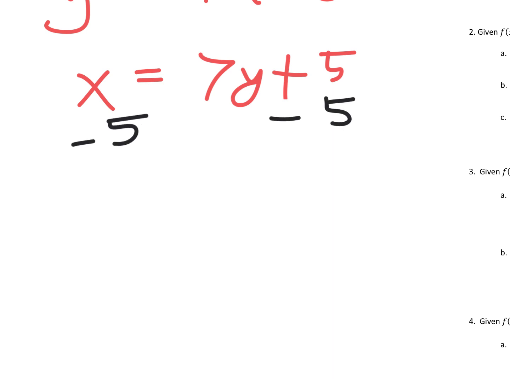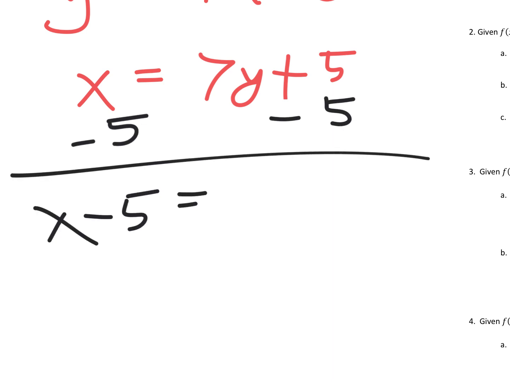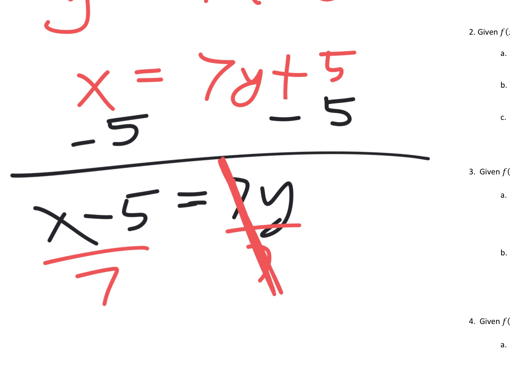Yep. X minus 5 equals 7y. Now what? Yep. And the final answer is that: x minus 5 over 7. Raise your hand if you had that one right. Cool. All right, now the next part is, what if they asked you for the domain and range of this?